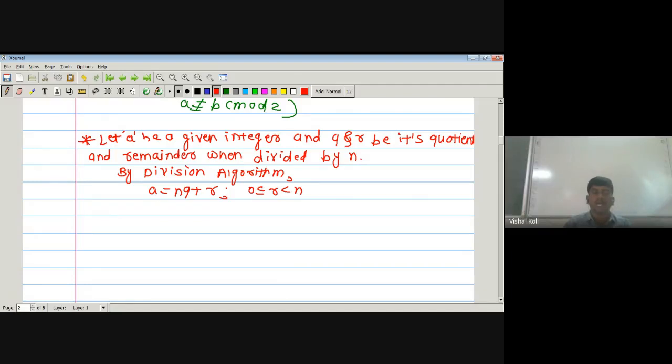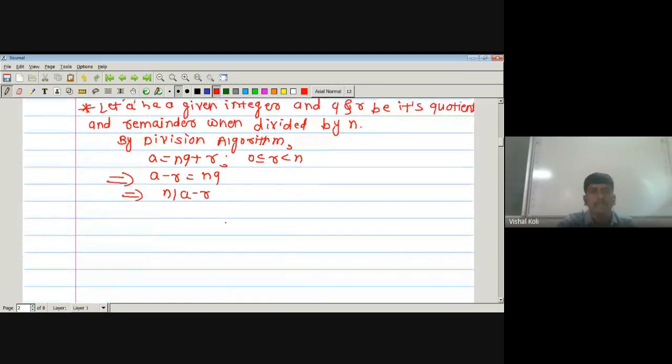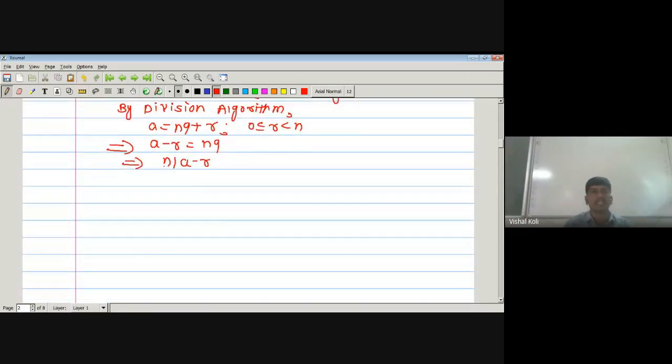Okay, this one is according to the division algorithm. This can be written as a minus r is equal to n into q. Now here we apply the definition of divisibility. As a minus r is a multiple of n, then we can divide a minus r by n, which implies n divides a minus r. And now here we apply the definition of congruence. n divides a minus r, that is, a fixed positive integer n divides the difference of two integers a and r, which implies a is congruent to r modulo n, which is from the definition of congruence. Okay.